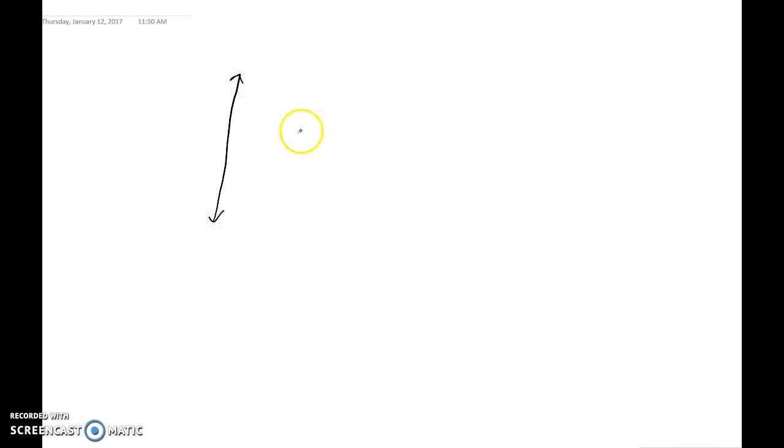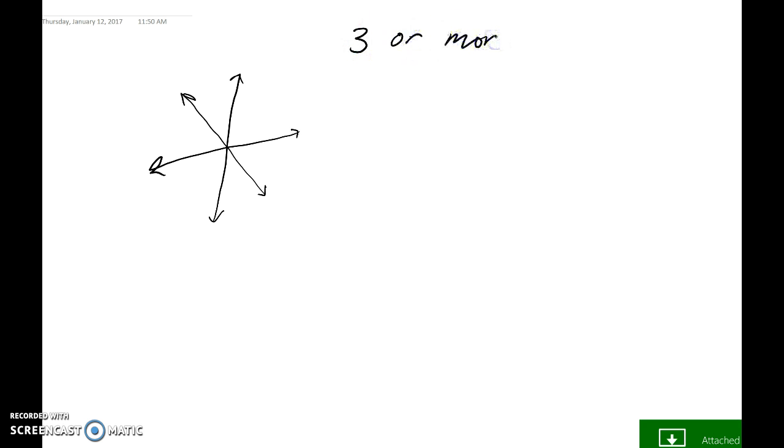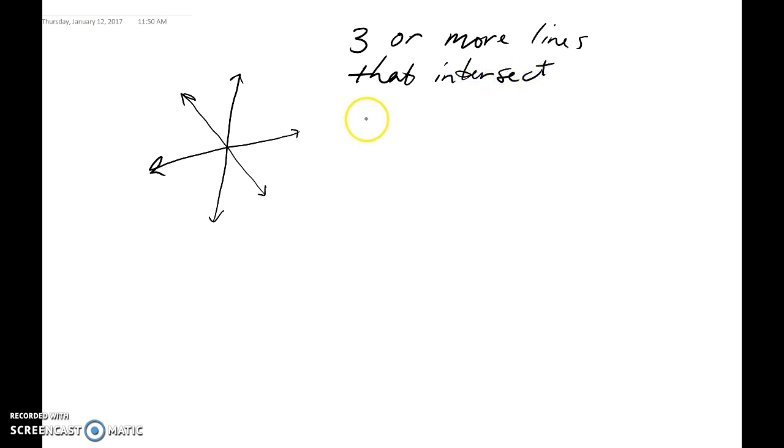So here I have one line, two lines, and three lines. When you have three or more lines that intersect, they are said to be concurrent. If you say that three lines are concurrent, that means that the three lines will intersect. So when three or more lines intersect, they are concurrent.